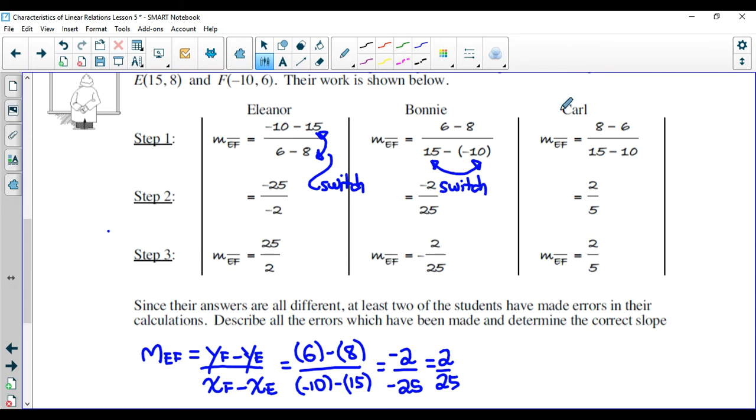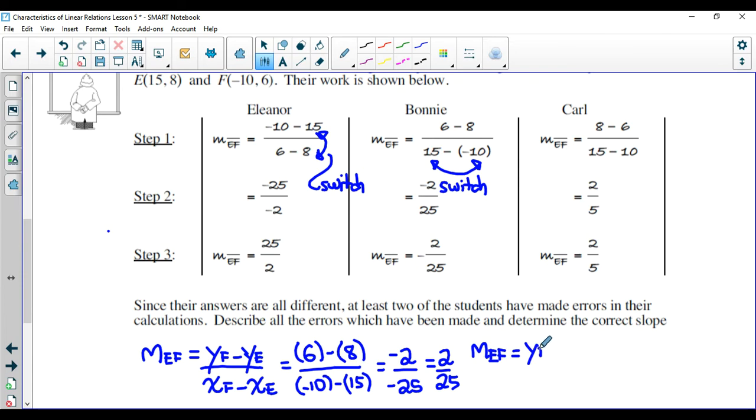Now, finally, we have Carl. Okay, now I want to point this out. You might be asking me, how do you know that you go F minus E instead of E minus F? It doesn't matter. You can actually do either or. So let me show you what happens if I go the other way around. If I go MEF is equal to, let's switch it. We'll go E minus F instead of F minus E.